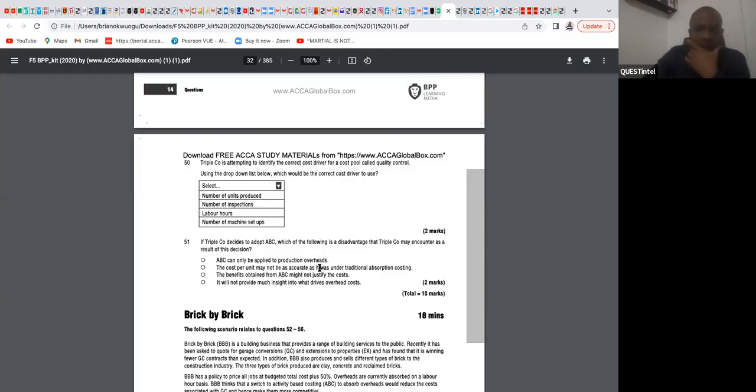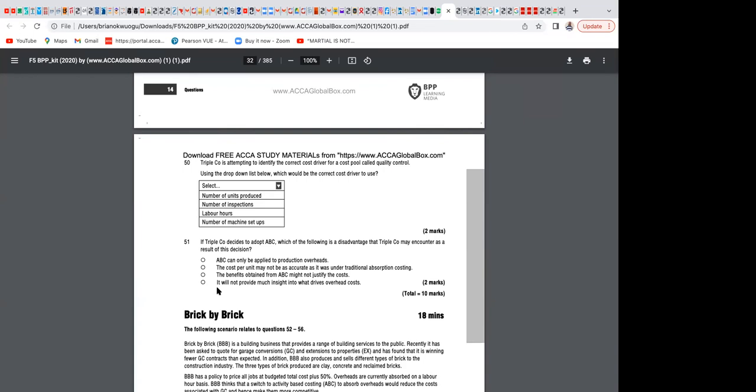All right, so what's a disadvantage? Benefits obtained from ABC might not justify the cost. That's obviously the right one. It will not provide much insight into what drives overhead costs. It will not provide much insight. It could provide insights.